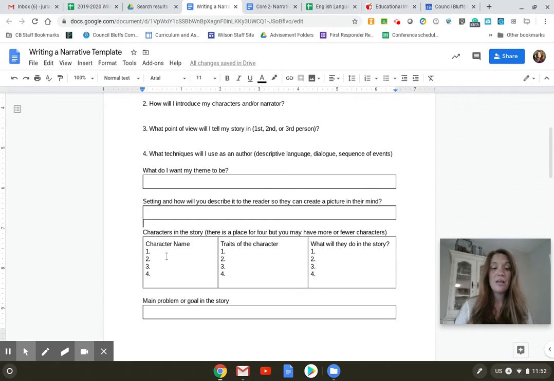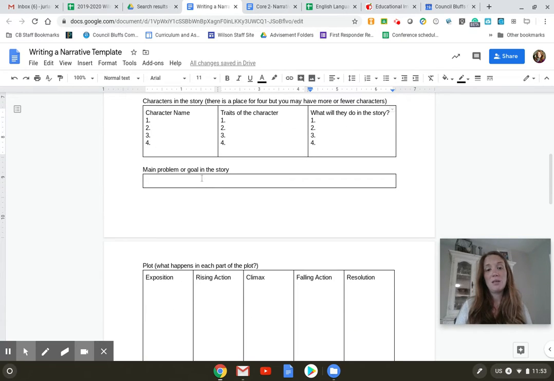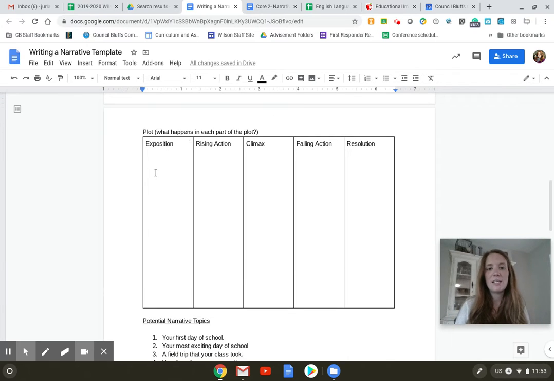So we're going to think about what the character's name might be. We'll list that here. What are some traits that the character might have? So remember, traits are what someone is like. So smart, funny, maybe they're arrogant. Okay. So what are the traits of the character? And then what are some of the main things that you want this character to do in the story? Then we get to the main problem, the conflict. That's a big part, right? What's the conflict in the story? So we'll put here conflict because that's a big part of a narrative. What's our big problem? And then we get to that plot, which we talked about earlier, and you'll just list what's going to happen in each part of the plot.